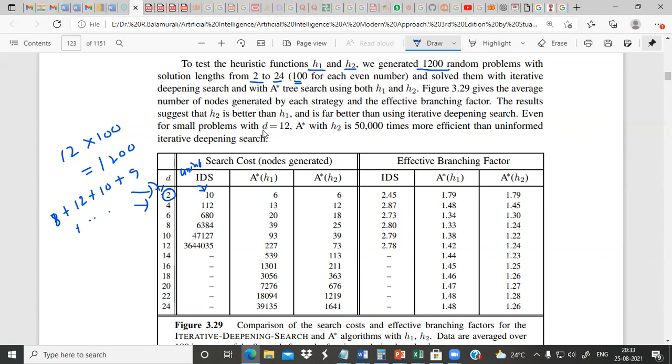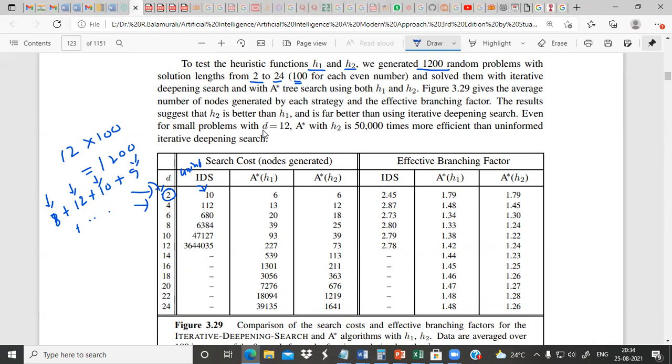Sorry, this is the number of nodes. At depth 2, 100 problems were generated. First problem, say it has generated 8 nodes to reach the goal state. Second problem, 12 nodes. Third problem, 10 nodes. Fourth problem, 9 nodes. So these are nodes generated. Then for each of the 100 problems, take the average of how many nodes they generated. So we got this 10. Is that clear? So that is with IDS.